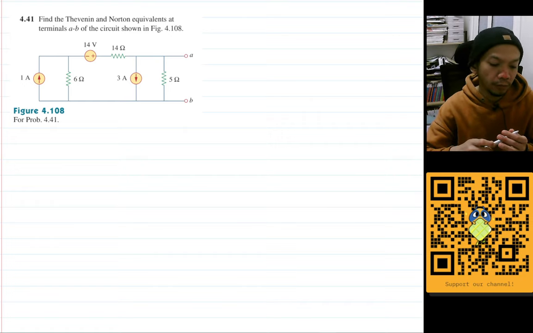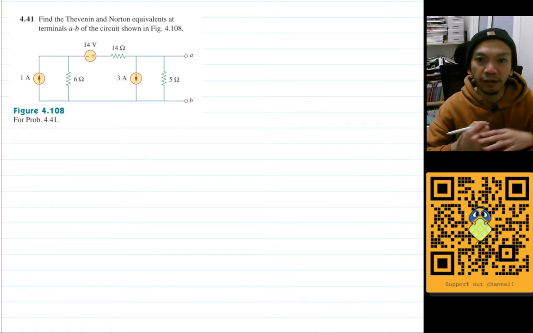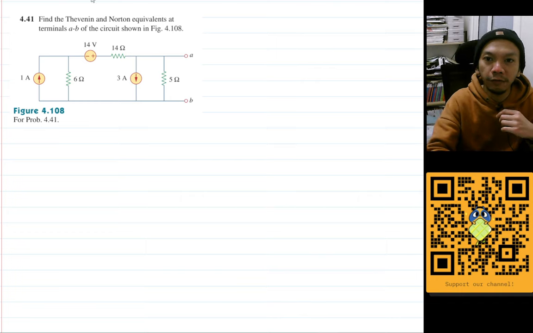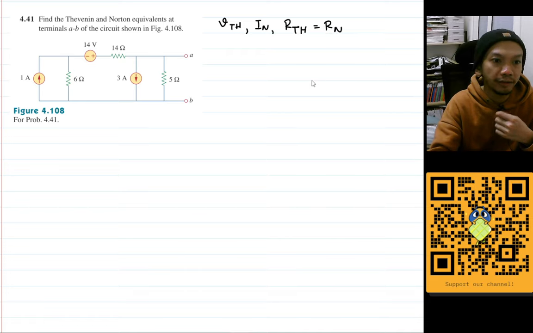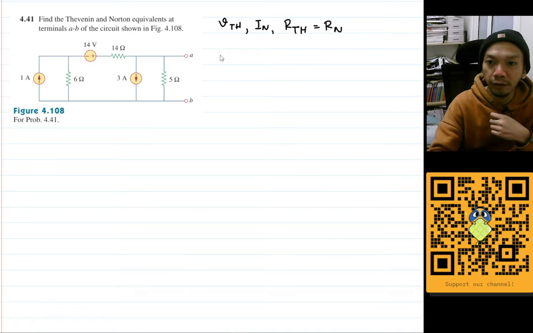When looking for the Norton and Thevenin equivalent, we need to find the Thevenin voltage or VTH, the Norton current or IN, and the Thevenin resistance. The value of the Thevenin resistance is actually the same as the value of the Norton resistance. Let's start by finding the easiest first, which is the Norton or Thevenin resistance.